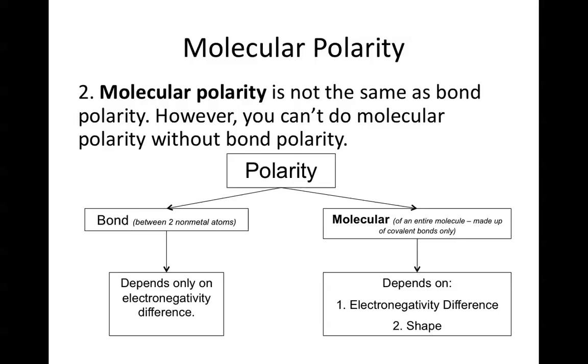Alright, in this lesson we're going to move from talking about polar and nonpolar bonds to talking about polar and nonpolar molecules. When we talked about bond polarity, we were only talking about the bond polarity between two nonmetal atoms within a molecule, so we only dealt with the electronegativity difference. When we talk about molecular polarity, we're talking about the entire molecule, encompassing all the covalent bonds within it. So this depends on both electronegativity difference and shape.